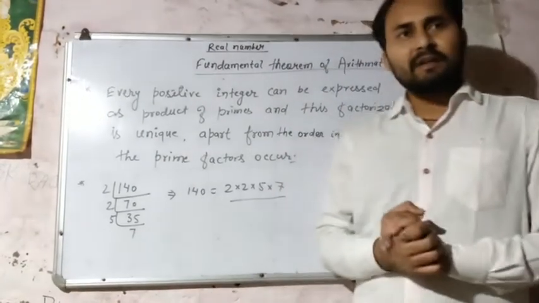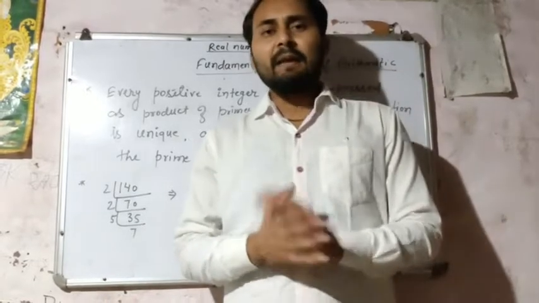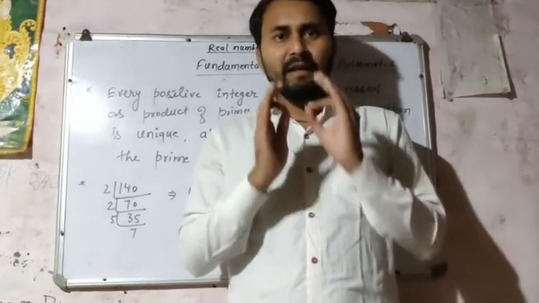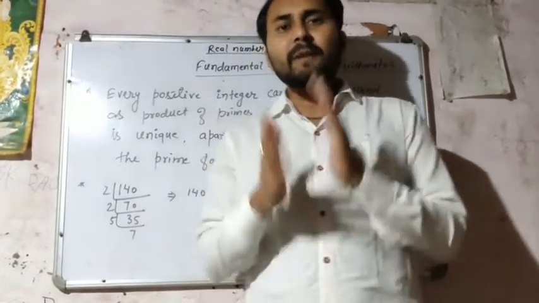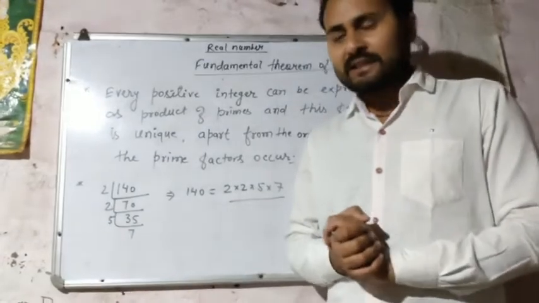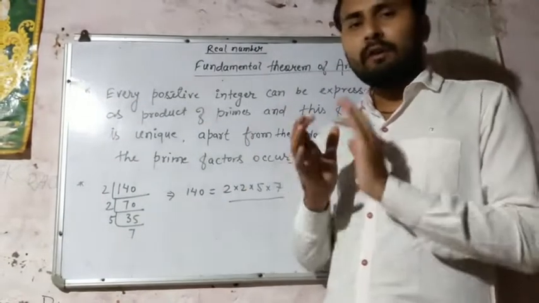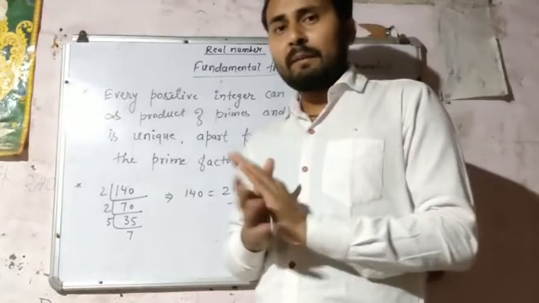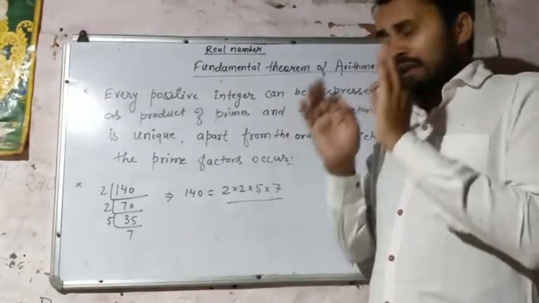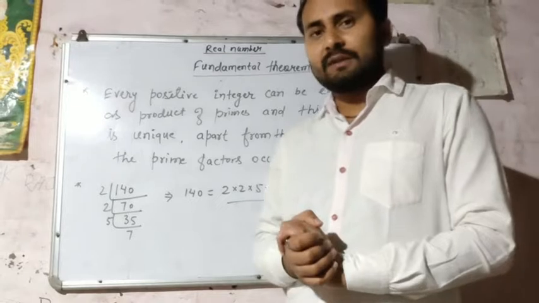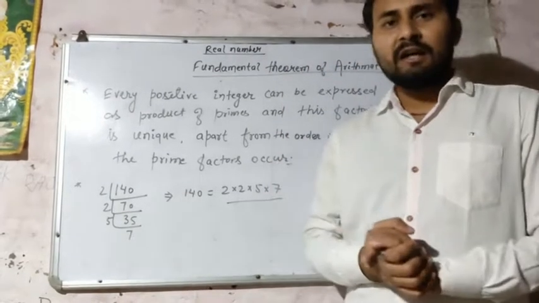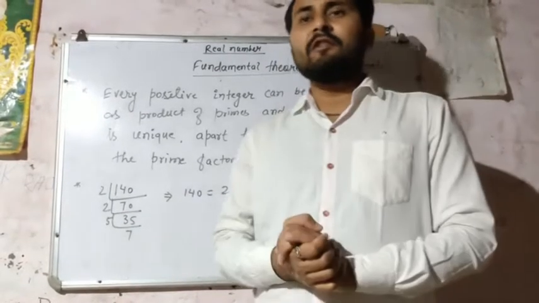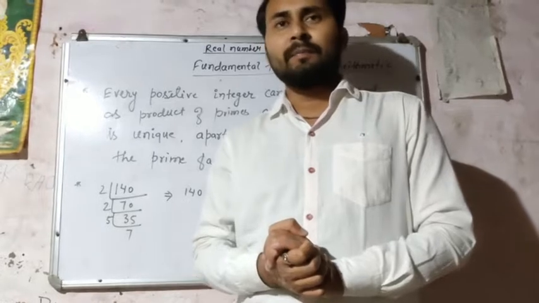The fundamental theorem of arithmetic says that every composite number can be expressed as a product of primes. This factorization is unique, apart from the sequence in which the factors occur.